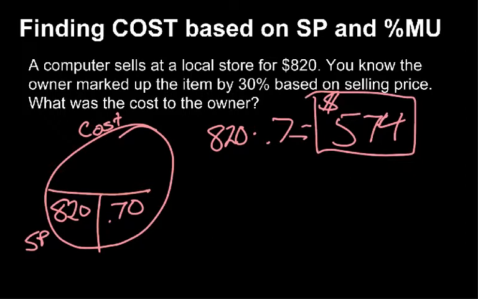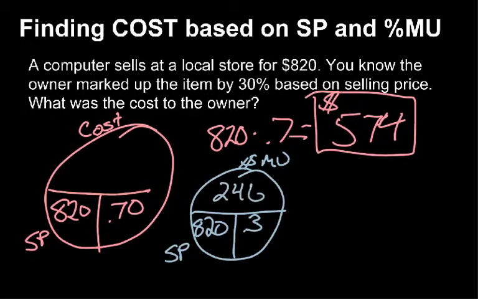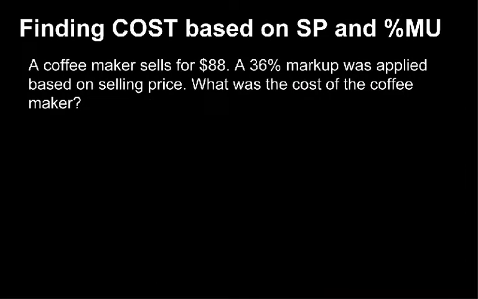Now the other way to do this is if we made our PBR circle find markup. Well, we know selling price, $820. We know that it's a 30% markup, so if we did 0.3, the dollar amount we get isn't the cost, it's the dollar markup. So if we did that, we end up with $246, but that's the markup, so we have to do some subtraction after that with 820 minus 246, and we get $574 that way. Either way works, so it's up to you on which one you decide to use.